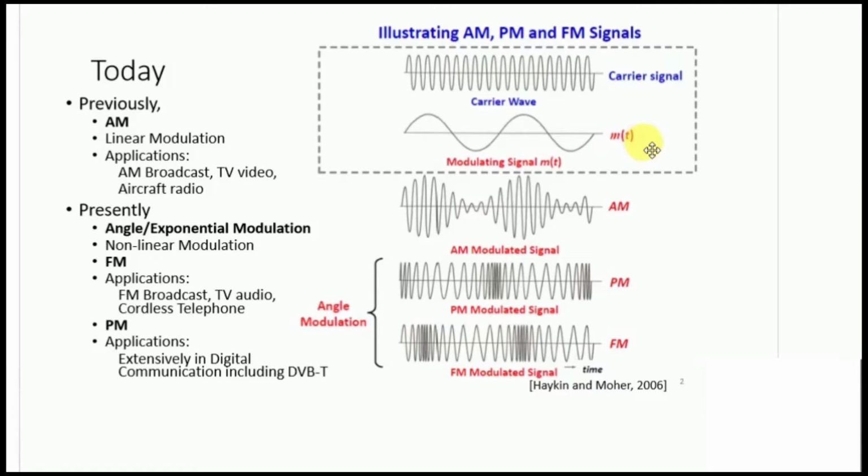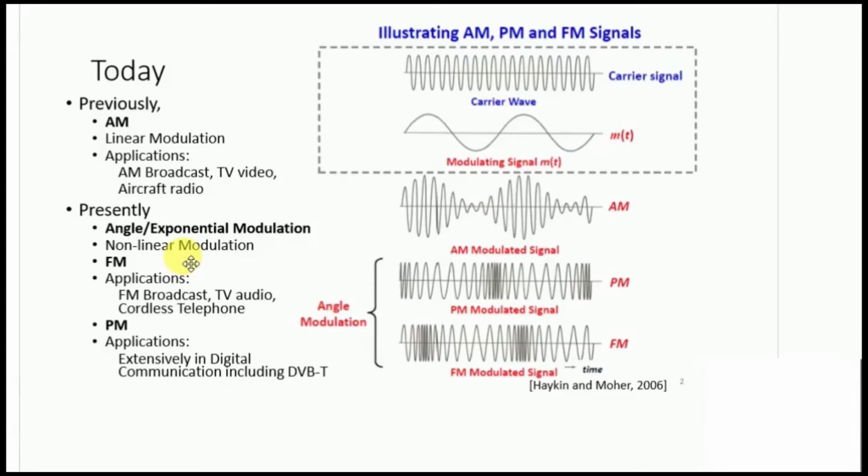Assuming this is our message signal and this is the carrier, both are single tone. The carrier is definitely at a higher frequency as compared to the message signal. So in amplitude modulation, based on the amplitude of the message signal, an envelope is established which is transmitted. Presently, we are going to talk about a non-linear modulation scheme, angle or exponential modulation. Angle modulation has basically two different variations. The first one is frequency modulation, and the second one is phase modulation.